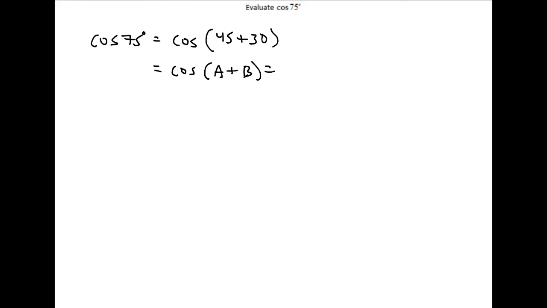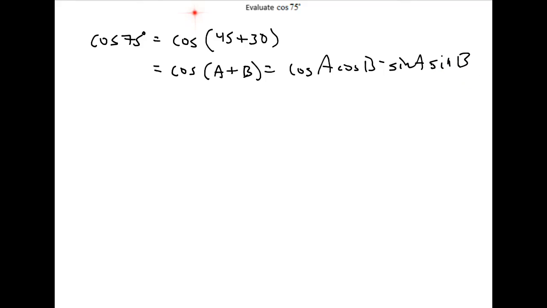So we know that cosine of 75 degrees, we can actually split this up into two known values that we know. So let's pick 45 and 30. If you notice, there is a sum formula for cosine. The cosine of A plus B is equal to the cosine of A times the cosine of B minus the sine of A times the sine of B. Remember, this is the formula. So this is what we're going to have to plug in: the cosine of A, the cosine of B, the sine of A, and the sine of B.